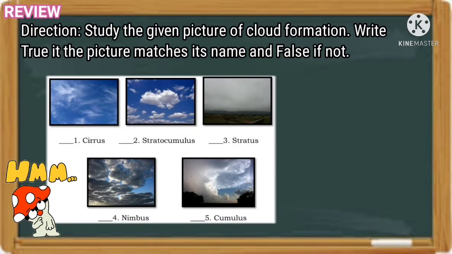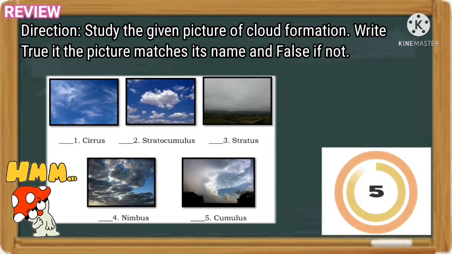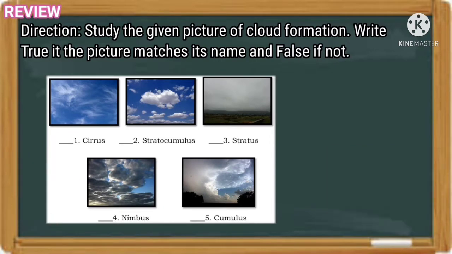Number 1, cirrus. Number 2, stratocumulus. Number 3, stratus. Number 4, nimbus. And number 5, cumulus. Your timer starts now. Okay, time is up. Let's check your answer.